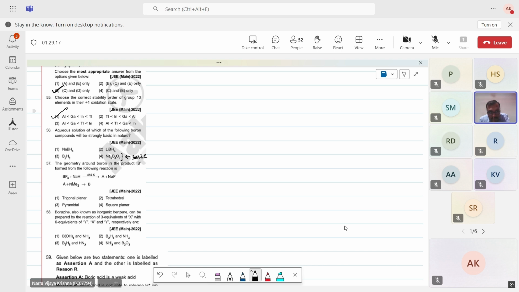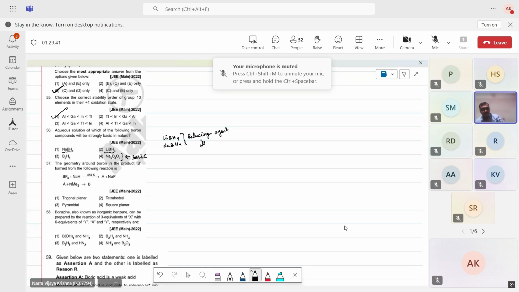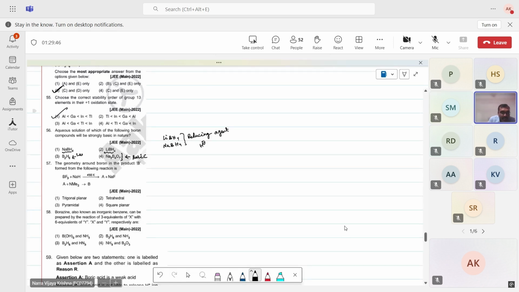Now, sodium borohydride and lithium borohydride are basic or reducing agents? Reducing agents. They are reducing agents and they are good sources of H minus, no? Right? Now, B2H6 you already know. What is B2H6? A Lewis acid. So the answer must be option 4.